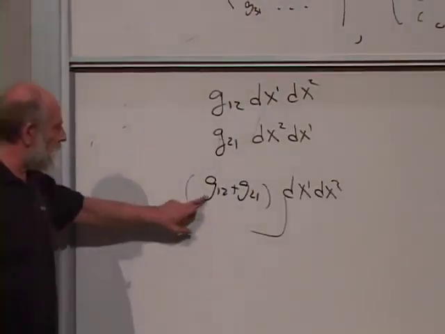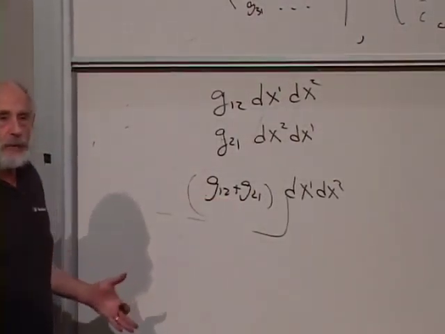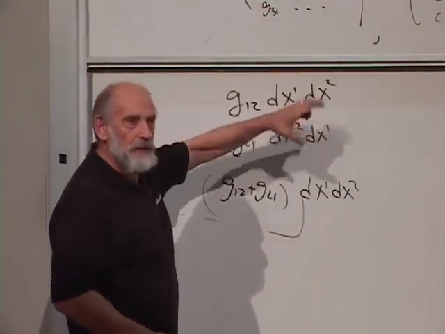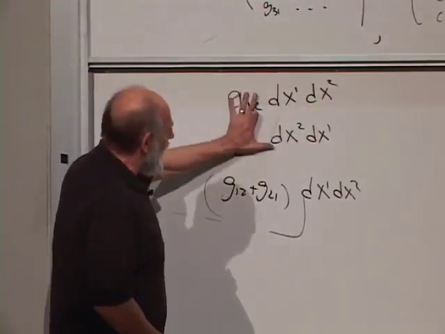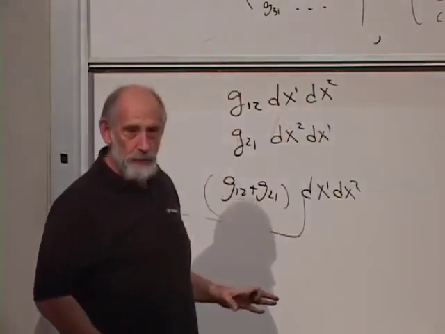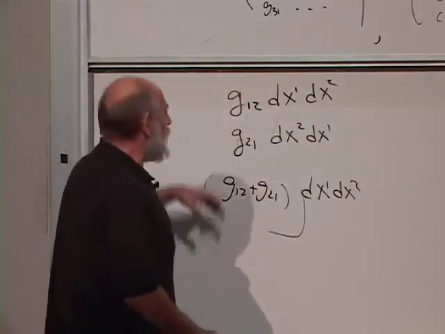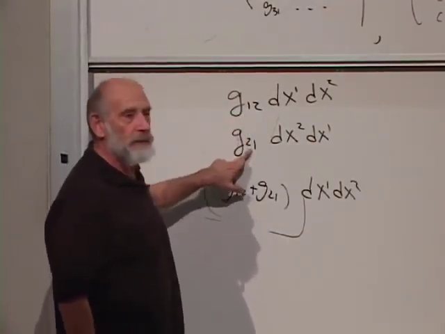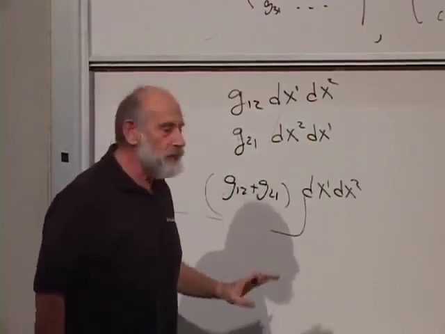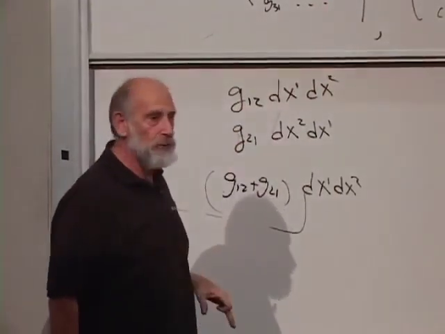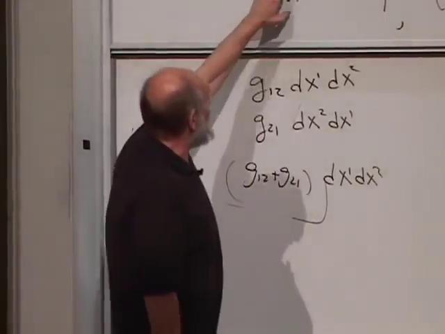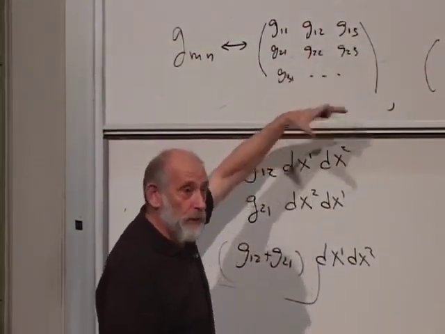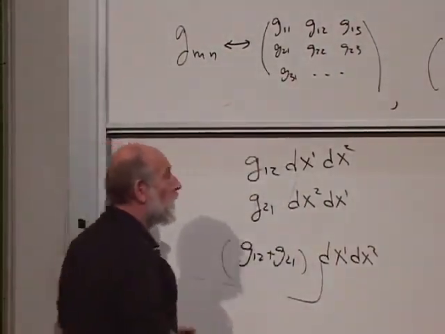That means you can take G21 and G12 to be equal to each other and divide it symmetrically. There's a piece in the metric which has dx1 multiplying dx2. You could call it all coming from G12 if you like, or you could call it all coming from G21, but the convention is to split it equally between G12 and G21 and therefore make the G symmetric. So it's partly a convention, but it's a useful convention.